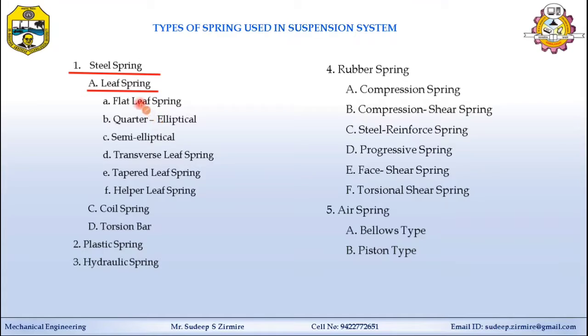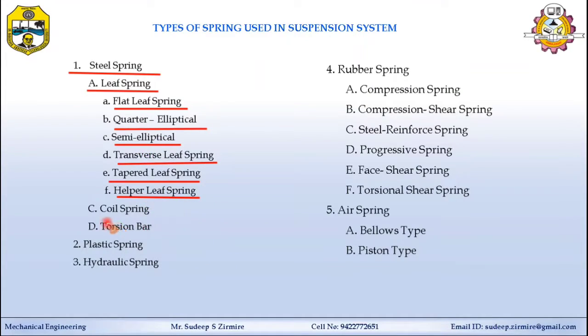Then types of leaf spring: flat leaf spring for the Ashok Leyland trucks; quarter elliptical, which means half of the semi elliptical leaf spring; semi elliptical spring, where generally you can see the half part of the circle. Transfer leaf spring is the inverted type semi elliptical spring. Instead of 4, 2 can be used. Tapered leaf spring is a single leaf spring, designed in UK. Then helper leaf spring: the additional spring provided above the semi elliptical spring is called the helper leaf spring.